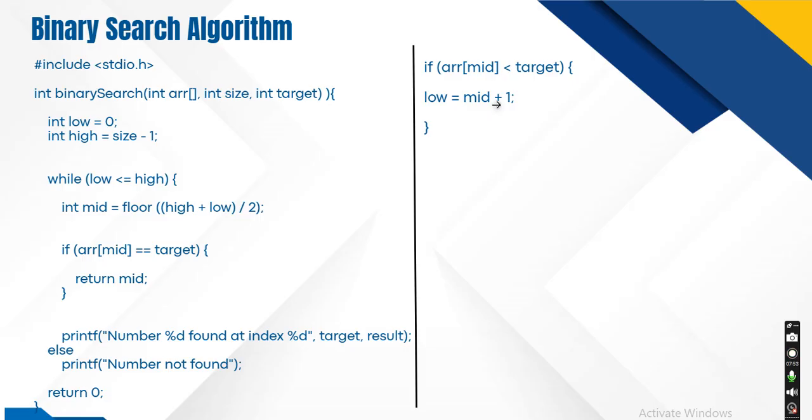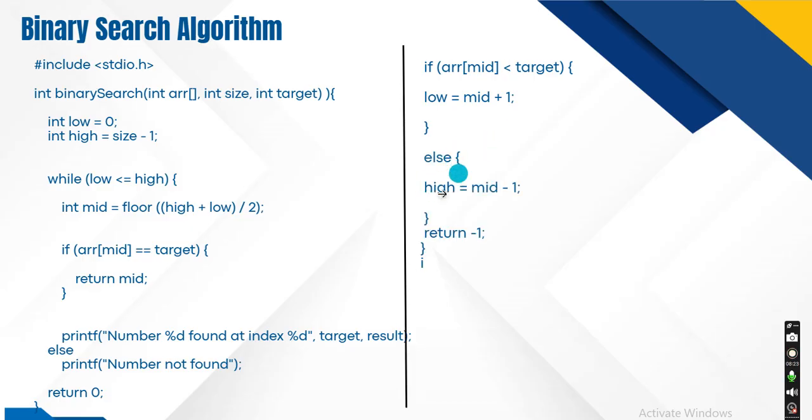When we say low should be equal to mid plus 1, what are we saying? We're telling this program that the target cannot be on the left hand side, so the target should be on the right hand side. That's what this line of code means. So we are going to forget everything on the left hand side and focus on the right hand side. But what if this condition is not true?